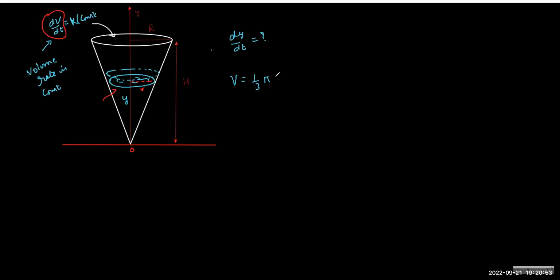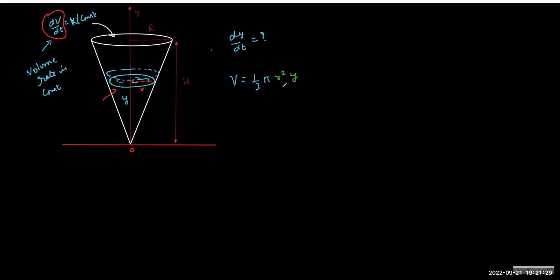So what is the volume? What should we write here? 1 by 3 pi. Am I audible, guys? The volume is equal to how much? 1 by 3 pi, small r square, h. What is h here? y. Only y. That's it. You got the volume in terms of r and y.